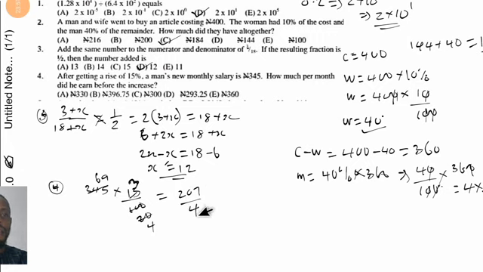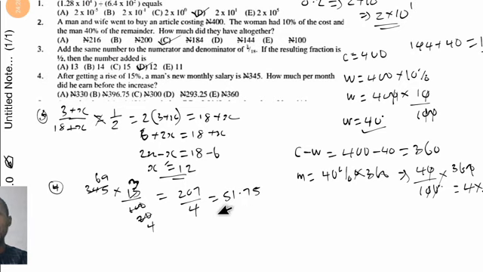So let's divide by 4. 207 divided by 4, we have the answer as 51.75. So it means that the 15% of the new salary is equal to 51.75. So it means that the money was increased by 51.75.